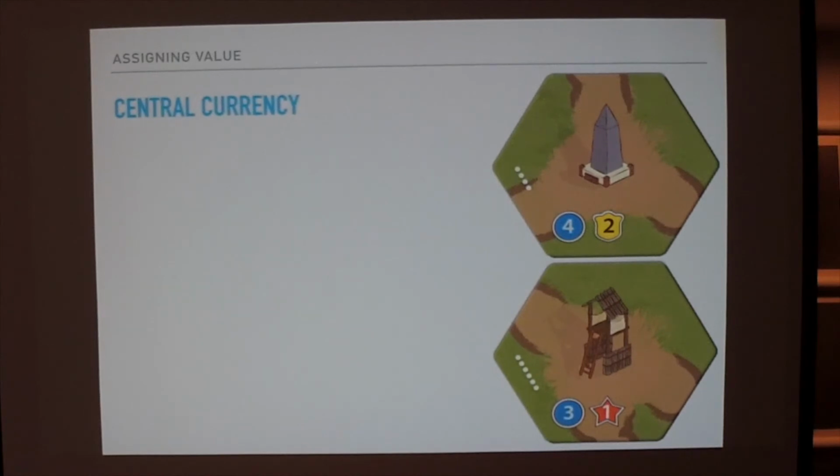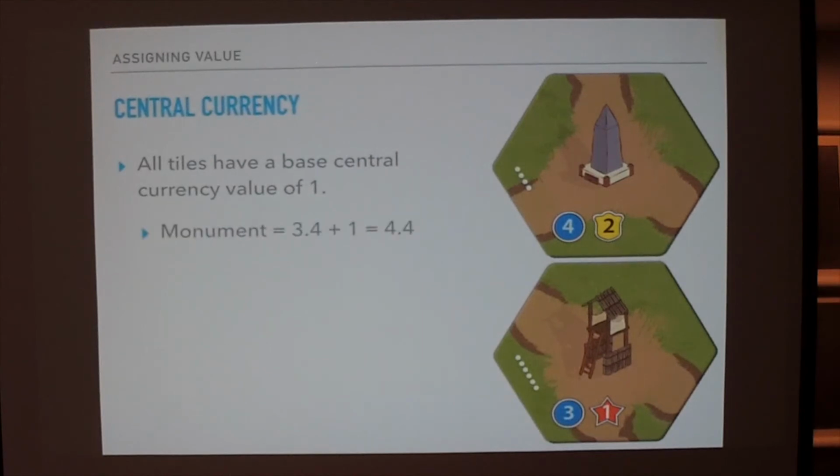So there's obviously more to it than that. One thing I didn't tell you in this case is that all tiles have a central currency value, a minimum of 1. They all have 1, right? As just a base, just because tiles themselves are valuable. So that gives us a central currency value of 4.4 and 2.7.